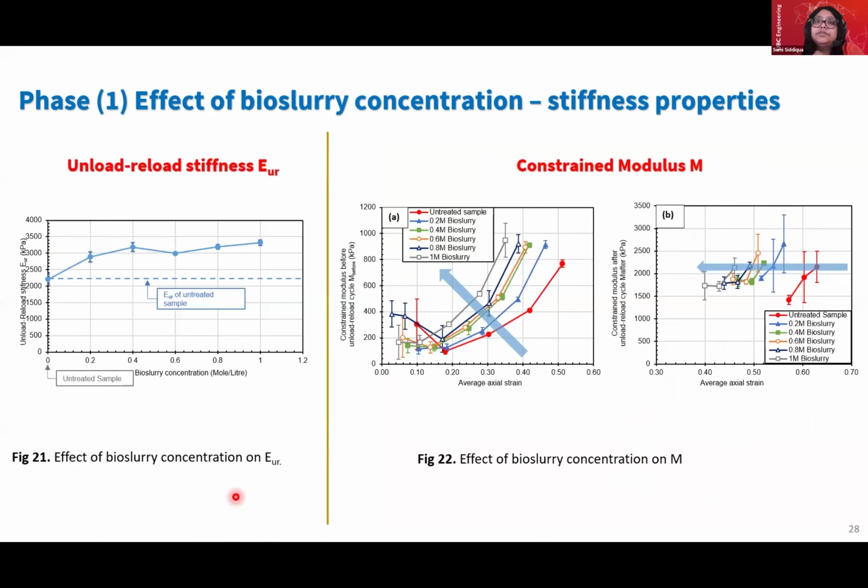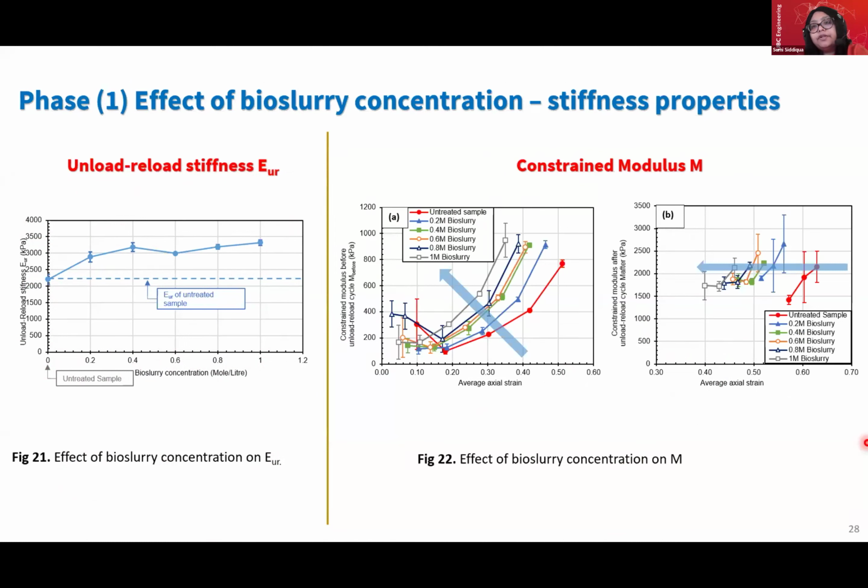Then we looked into the stiffness properties. We got the stiffness property E data on these unload reload parameters, and the undisturbed, untreated soil data is on the dotted line over here, with respect to the changes of the concentration of the bioslurry.